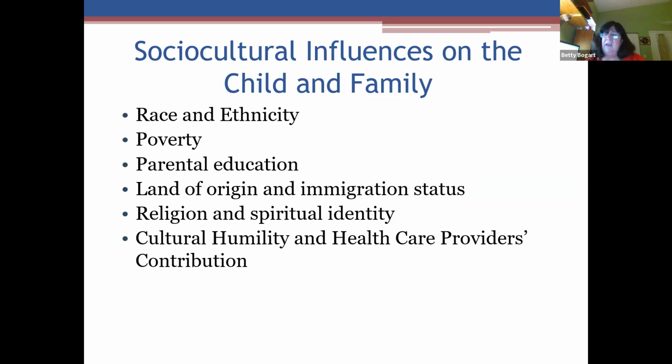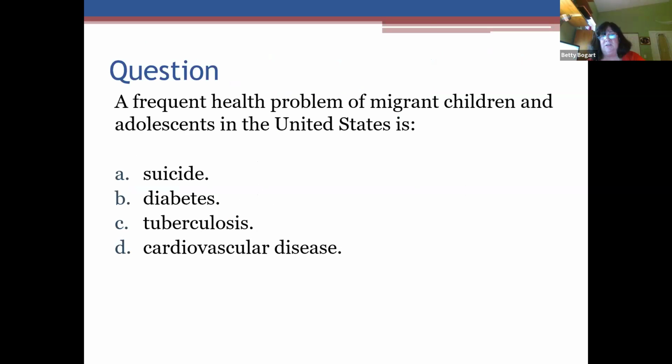Understand that? I know me. I don't have to be what they want me to be. I just have to give them that opportunity, whether it's six prayers a day, or nutritional, they don't eat meat. All of these things I need to remember as a nurse to take care of my patients. So, a frequent health problem of migrant children and adolescents.